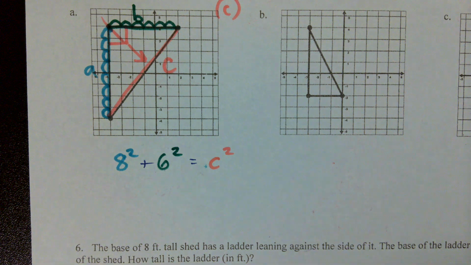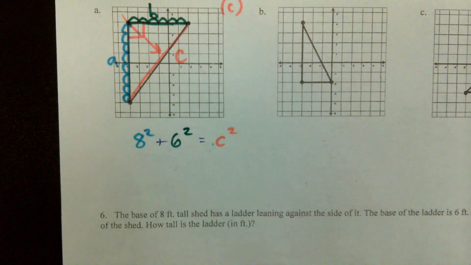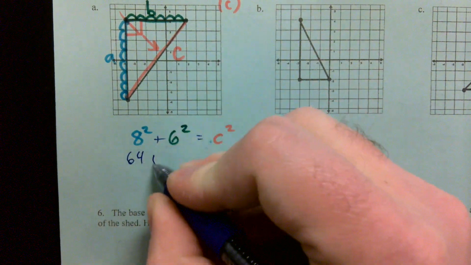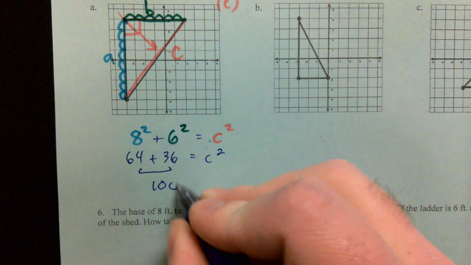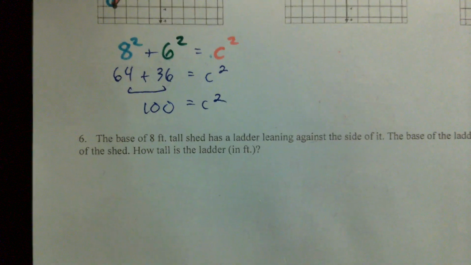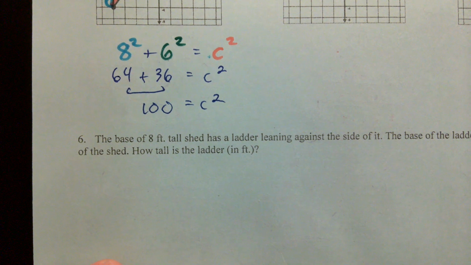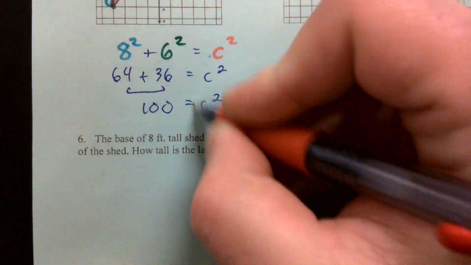Yeah. So, what is 8 squared? 64. Okay, what is 6 squared? 36. Add them up and what do we get? 100. So if C squared equals 100, what do I do now? You have to do a factor tree. We don't have to do a factor tree here necessarily. What are we going to do on both sides? Square root.